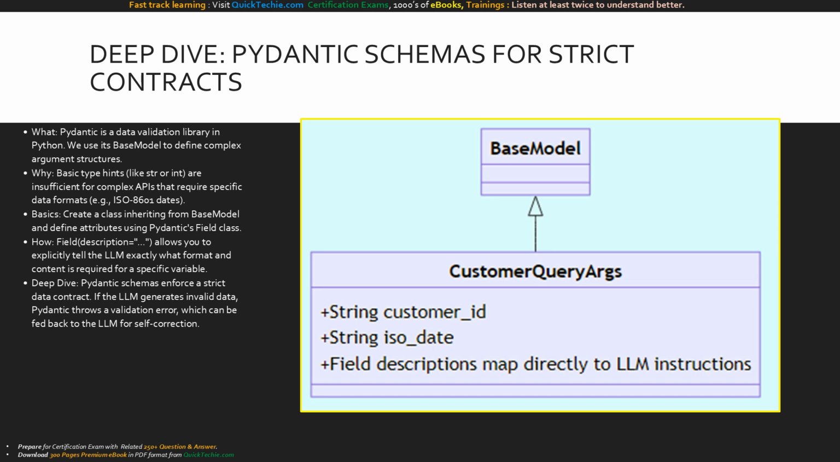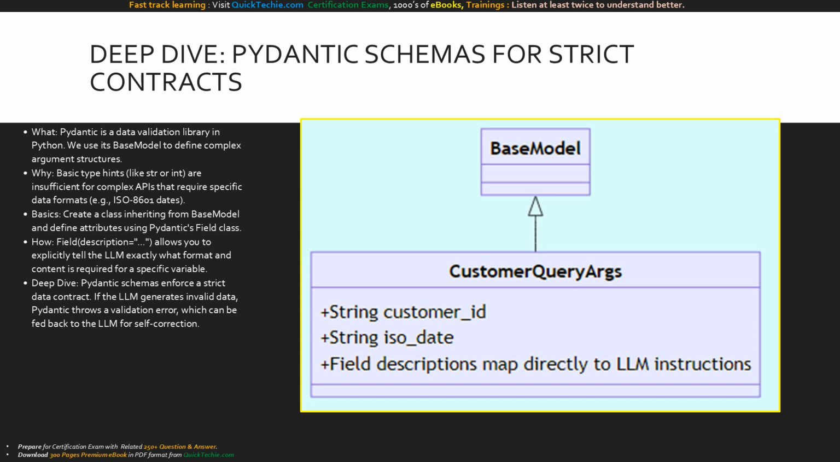Pydantic is an industry-standard data validation library. By creating a class that inherits from Pydantic's base model, we can define complex, nested argument structures. The true superpower here is Pydantic's Field class. By using Field(description=...), we can inject highly specific instructions for each individual parameter. We aren't just telling the LLM, "give me a string", we are saying, "give me a 10-digit alphanumeric customer ID." Furthermore, if the LLM makes a mistake and violates this contract, Pydantic immediately throws a validation error, halting execution before bad data corrupts your backend.